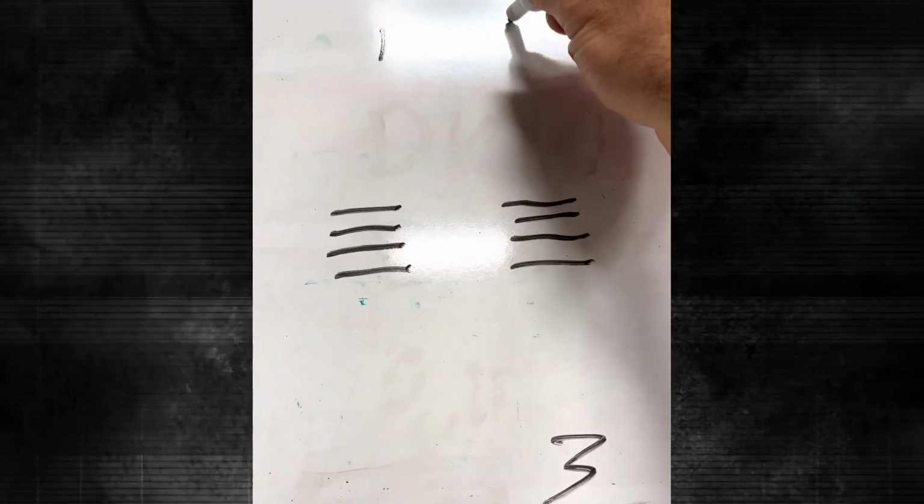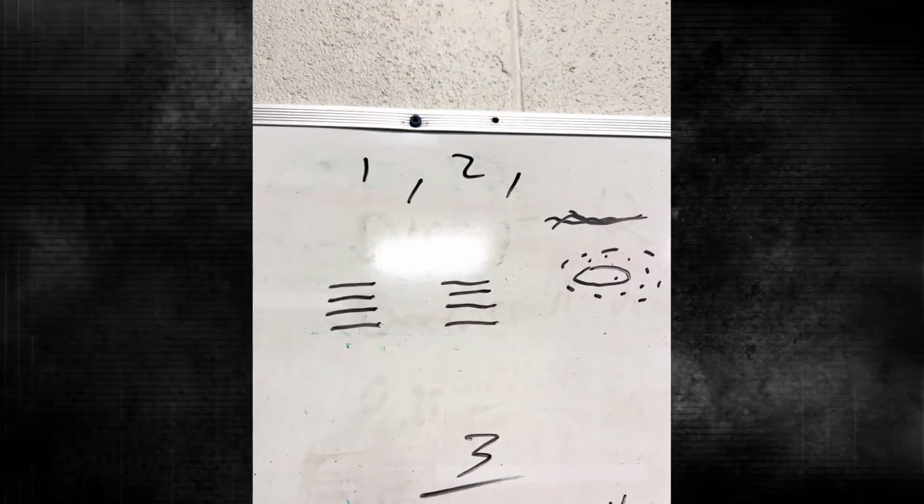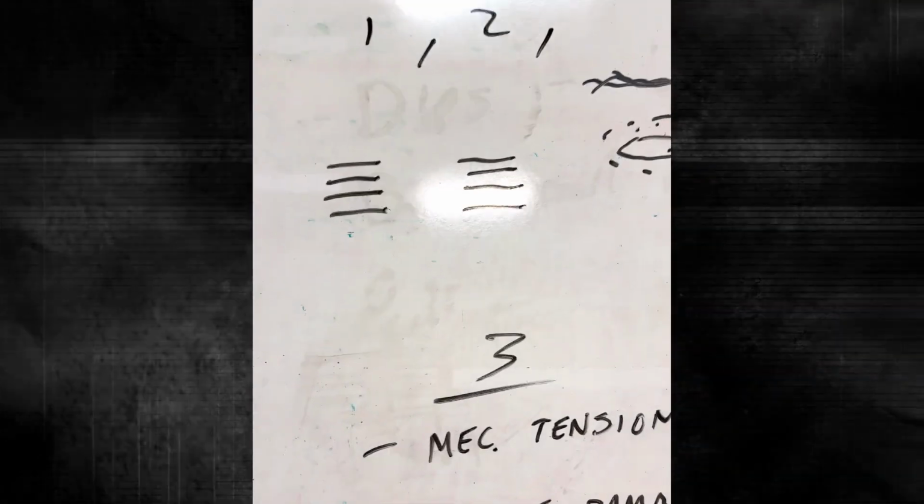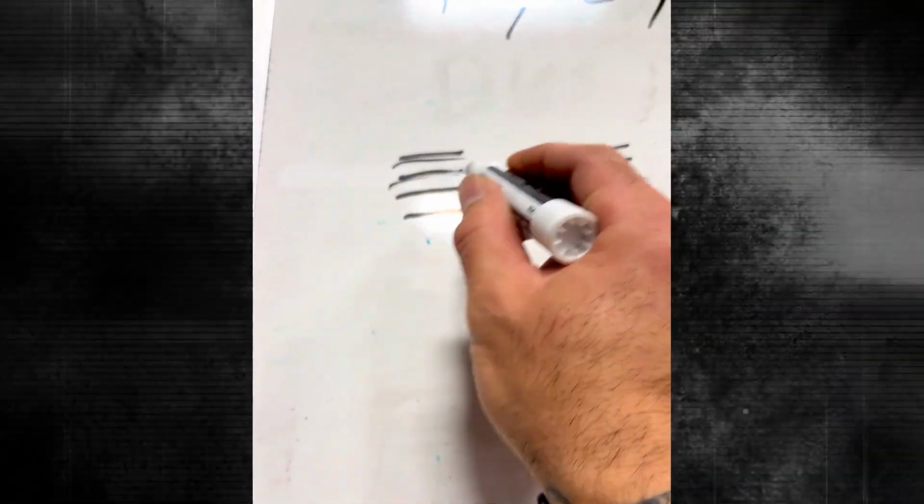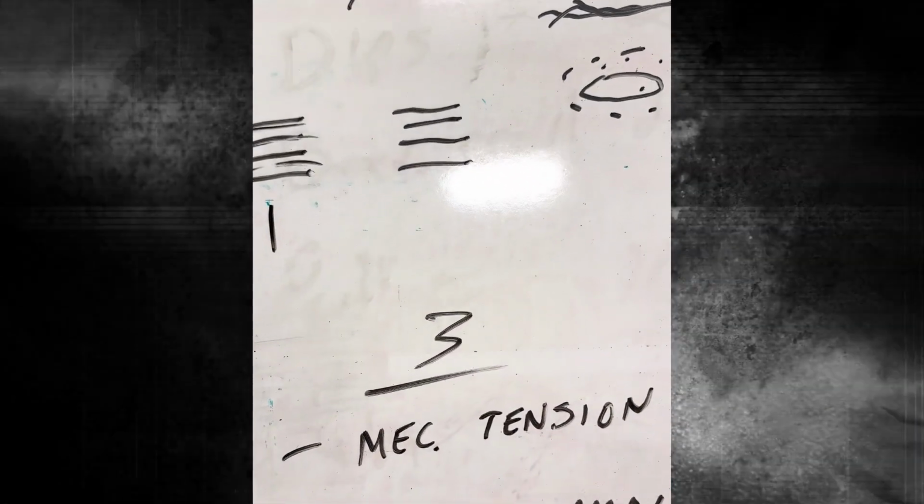When it comes to hypertrophy, or the building of muscle, you actually have two different types. You have one that's called myofibrillar hypertrophy. We'll put a 1 here. And the other one is what's called sarcoplasmic hypertrophy.